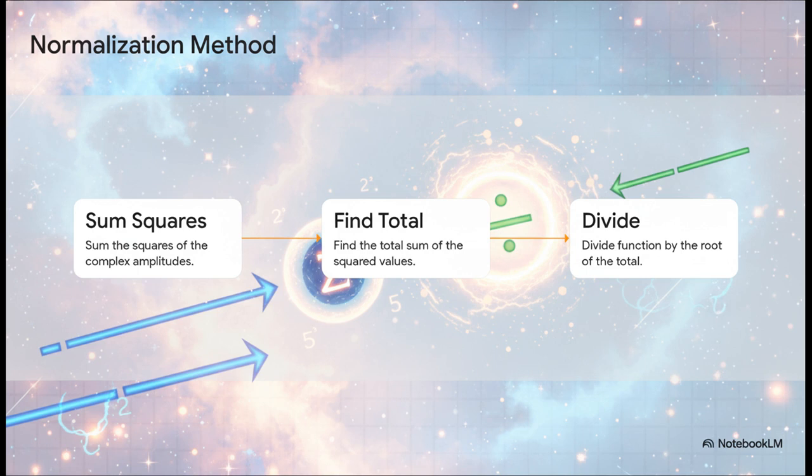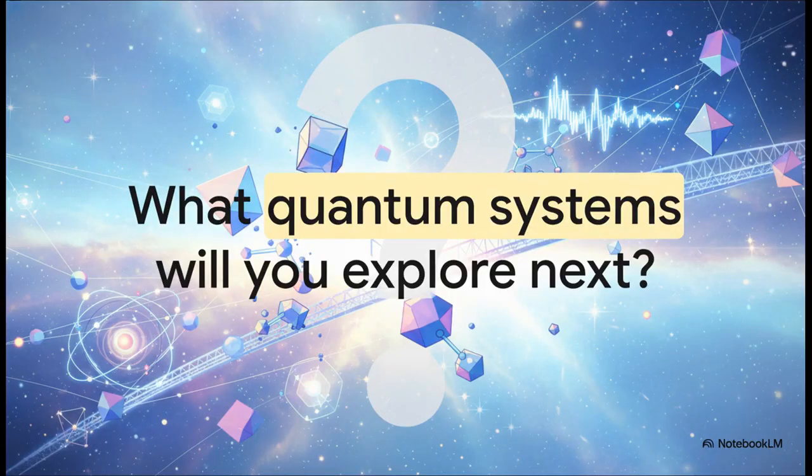But wait, our total probability is currently 5, not 1. So this state vector is not normalized. To fix this, it's super easy. We simply divide the entire wave function by the square root of that sum, which is 1 over the square root of 5. Multiplying our state by this normalization constant shrinks our quantum vector perfectly down to a length of 1, ensuring our physical probabilities are mathematically sound. Boom, done. And there you have it.